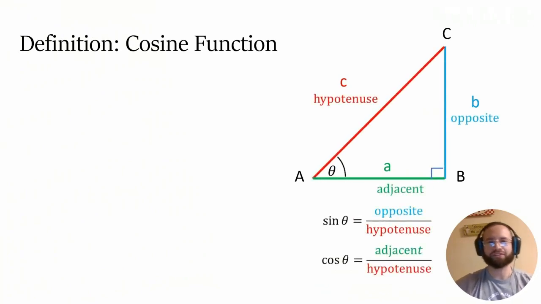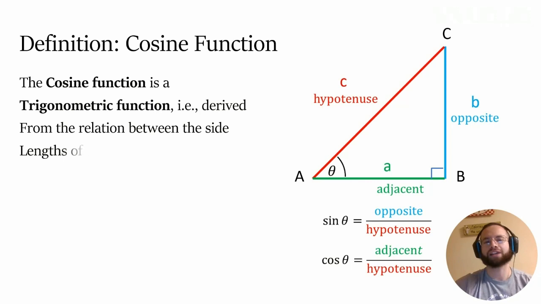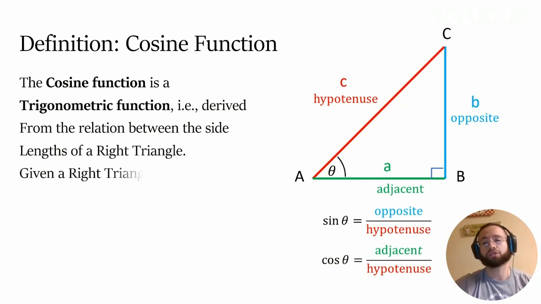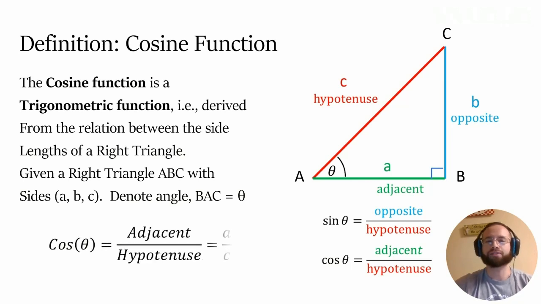Start off with a definition. What is a cosine function? The cosine function is a trigonometric function derived from the relation between the side lengths of a right triangle. Let's recall that a right triangle has at least one 90-degree angle. Given the right triangle ABC with sides lowercase a, b, c, let's denote an arbitrary angle BAC by theta, the Greek letter. Now, cosine of theta is the adjacent divided by the hypotenuse, which will be represented as a and c respectively. So cosine theta equals a divided by c.